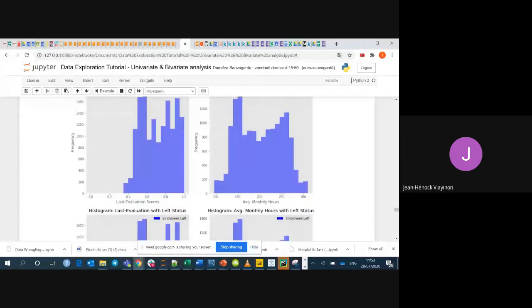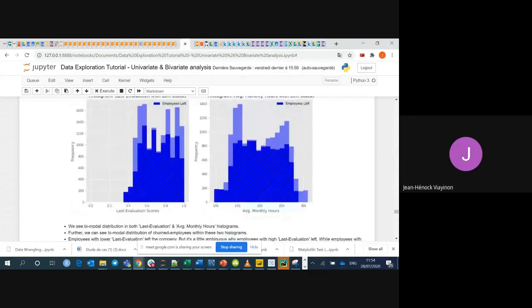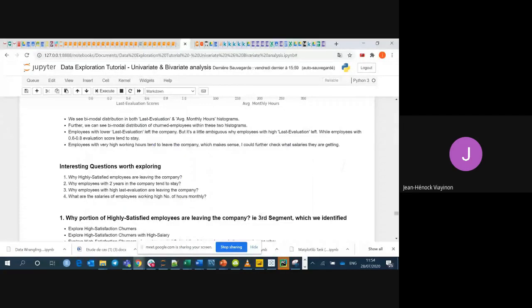So how do you actually explore the quantitative variable? Here you have univariate first, to see how the variable you want to explore is distributed: average monthly hours and last evaluation. And now from here you can plot the left status to see where those who are leaving are located.